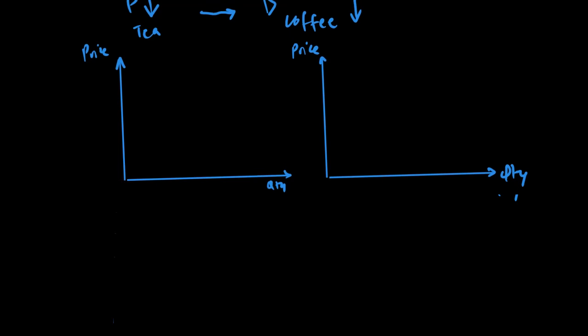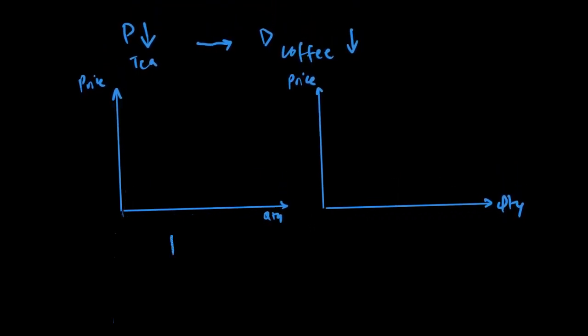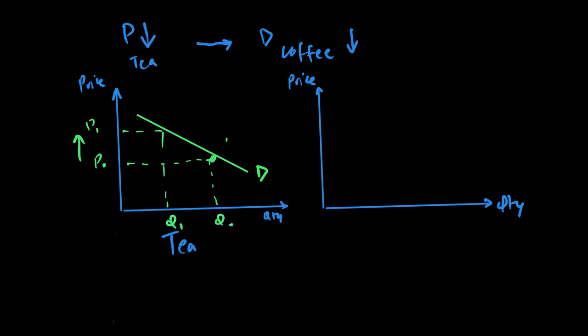So what happens is this: in a market for tea, if tea becomes expensive for some reason or the other, let's say if this is my demand curve for tea, and if tea becomes expensive, let's say from P0 to P1, we can see that there is a fall in quantity demanded, because for the tea market it's a movement along the curve, it's a price factor. So the price of tea has gone up. Let me write this: price of tea has gone up. It has caused the quantity demanded of tea to go down.